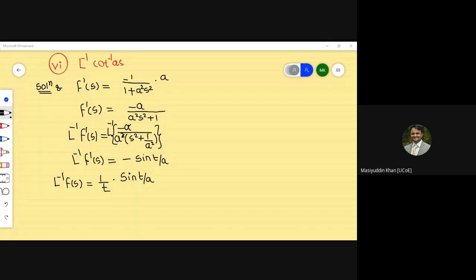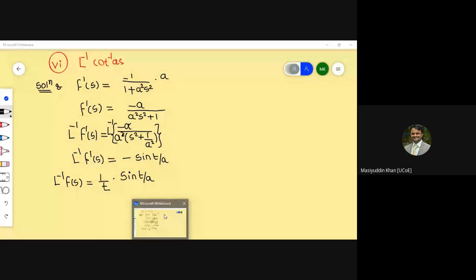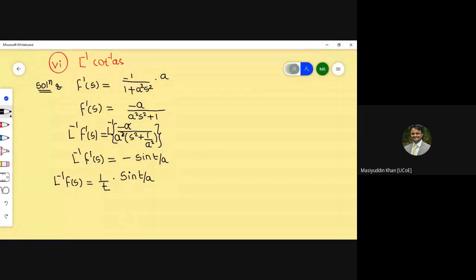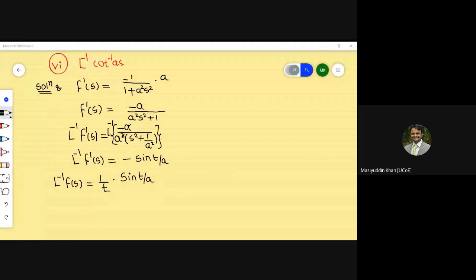रोशन लिम्बानी, क्या मिस्टेक हुआ है? प्रदीप बिन, ओके. डेरिवेटिव में मिस्टेक हुआ है.